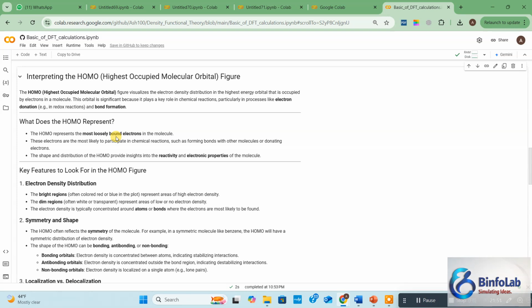So we will say that yes, in this compound, this atom has the tendency to form the interaction as compared to the other atoms present in this compound. I hope you understand my point. These electrons are most likely to participate in chemical reactions. Why? Because they are loosely bound electrons. Why? Because they are present on the higher energy orbital. Why? Because they are far away from the center. They are out of control, to put it this way, for a conceptual logic. Okay? So such as forming bonds with other molecules.